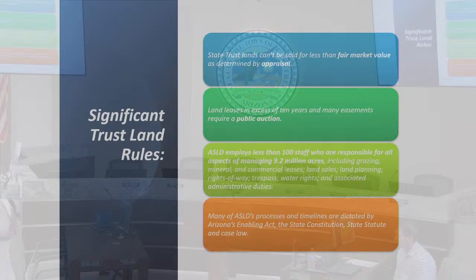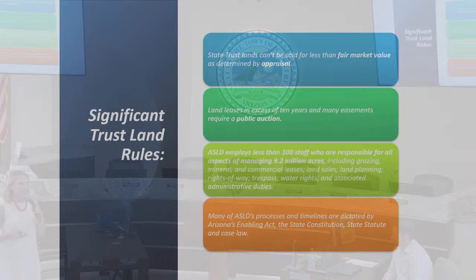I usually don't like to read through the slides, but since those are a bit hard to see, I'll say the state trust lands can't be sold for less than fair market value as determined by appraisal. So if we have a fire district, the Department of Fire and Forestry Management is a sister agency of ours, and they needed a place for a fire station and an office for themselves, they have to buy that at public auction, just like anybody else would.